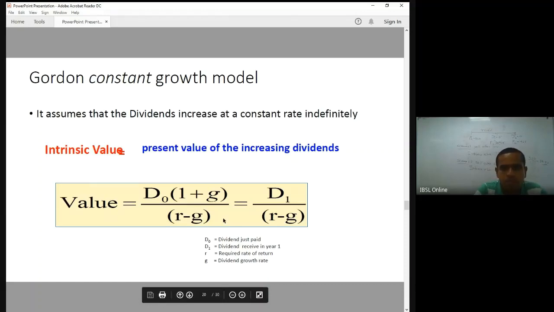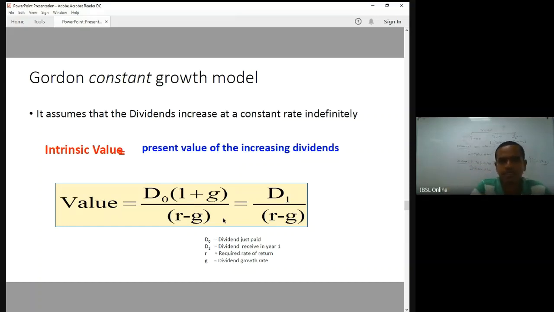Then Gordon's constant growth model. It assumes that dividends increase at a constant rate indefinitely. So assuming every year the company declares dividends and the dividend amount keeps increasing every year at a given percentage. For example, if a company declares a dividend of 1 this year, next year it might grow by 10%. The year after, another 10% increase. Every year a 10% increase. That means the growth rate in that case is 10%.